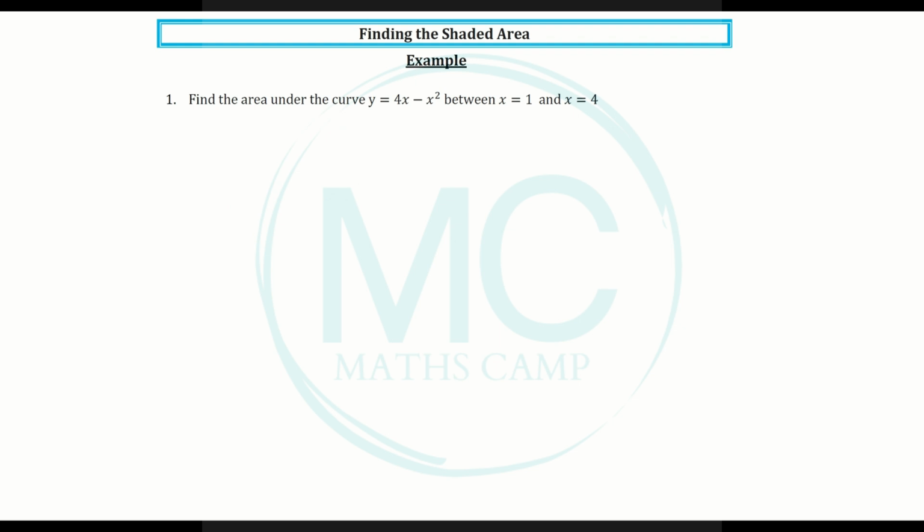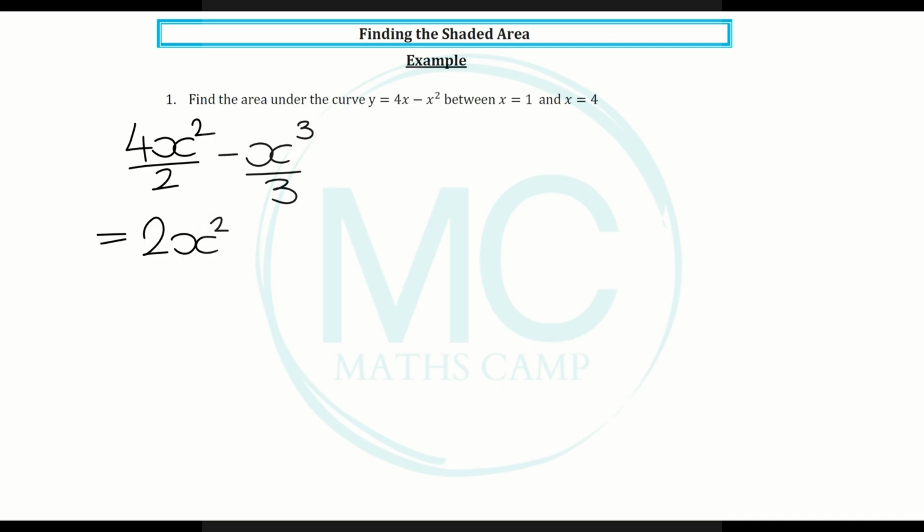Let's start by integrating our equation. We're going to get 4x squared over 2 minus x with an exponent of 2 plus 1, which is 3, over 3. Now we can tidy this up. 4 divided by 2 gives us 2. We have 2x squared. To make this easier, I'm going to write our second term as negative 1 over 3 x cubed. Our next step is to substitute our given x values into the equation.